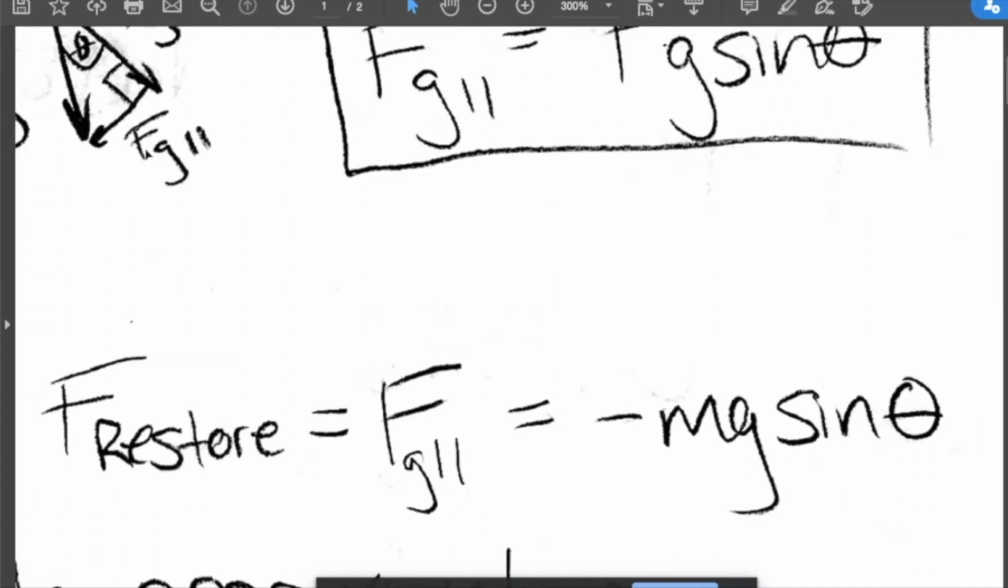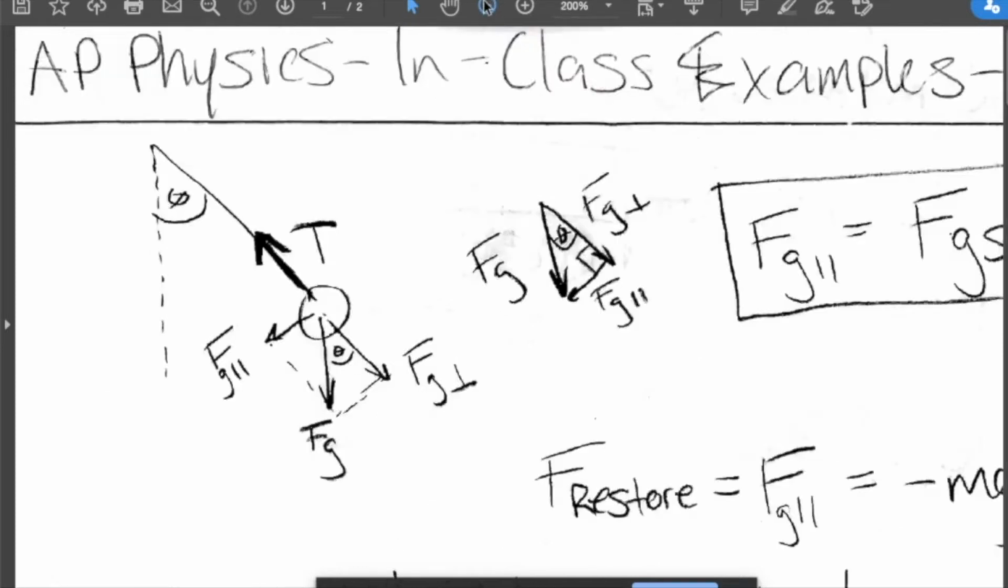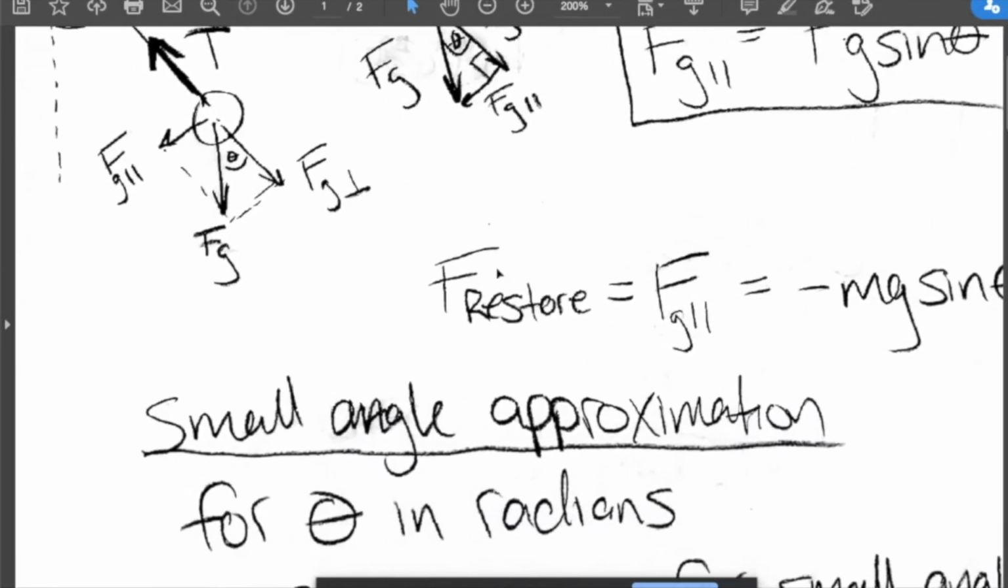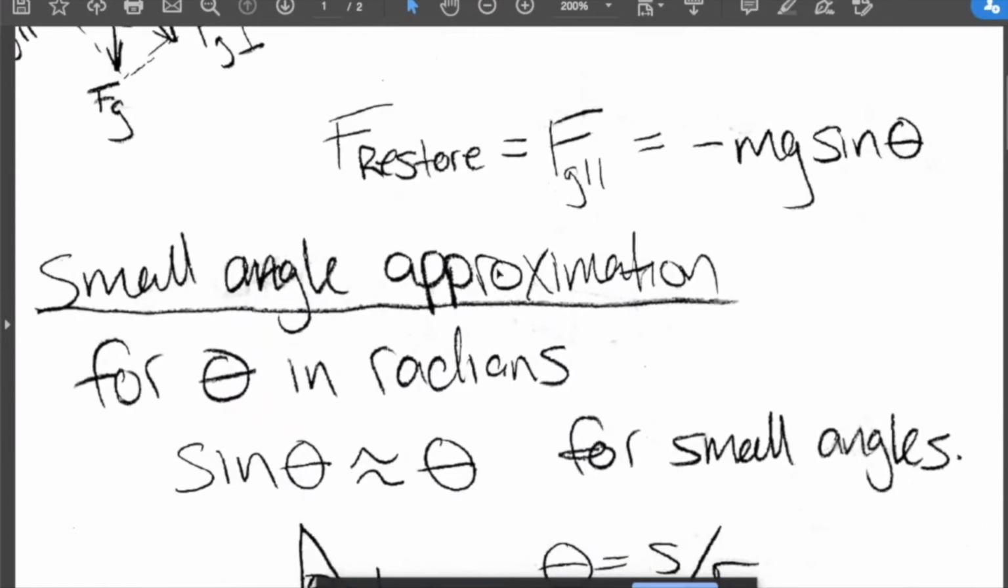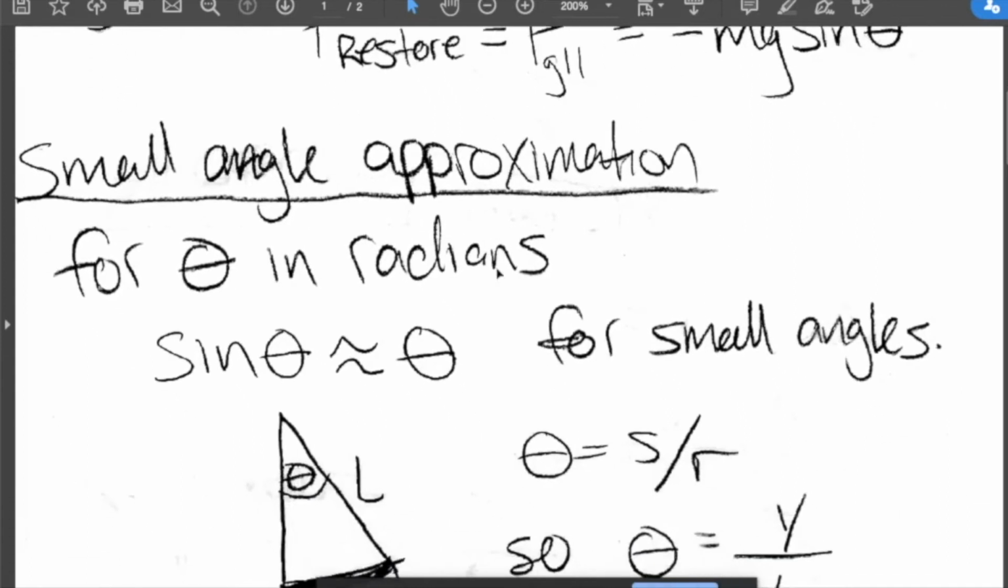Now, the concept that comes up in your future science and engineering coursework, should you decide to take that path, is a concept called the small angle approximation. And what the small angle approximation says is that for small, super small angles in radians, the sine of the angle is actually approximately equal to the angle itself.